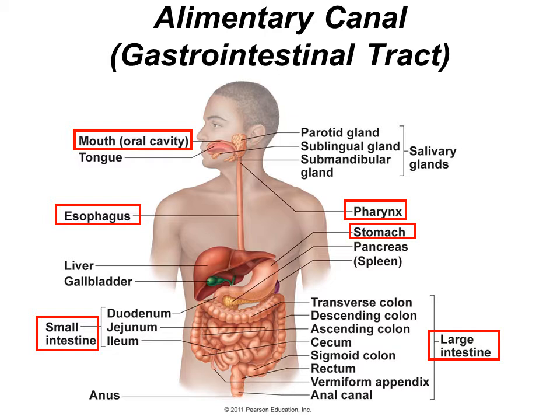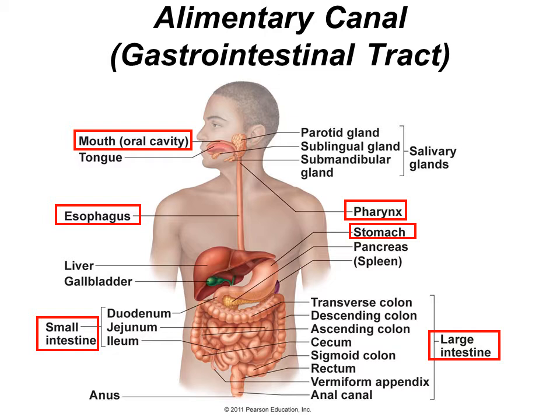Now, from the mouth, initially it goes to the pharynx, which is shared with the respiratory system, then the esophagus. From the esophagus, the food is going to hit the stomach. From the stomach, it moves into the small intestines, which is broken down into three components. The order in which the food would travel from the stomach initially goes into the duodenum, then the jejunum, and then the ileum, which then feeds into the large intestines.